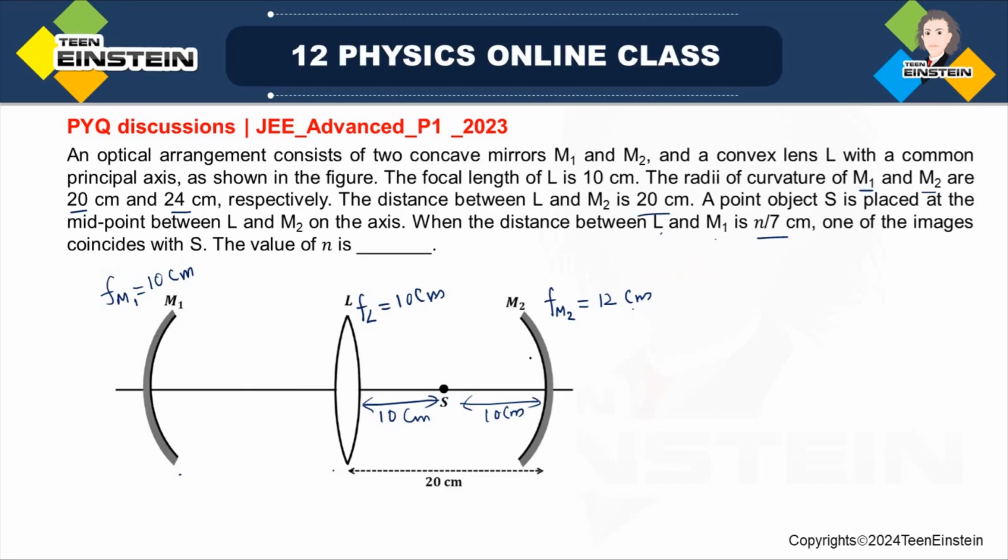See here, all three having the same principal axis and all these three are making a single optical device. For this question, this optical device has to be used such that the final image is formed at the source itself. This is simply the question. So you have to find out what is that particular distance between the convex lens and mirror 1 for which at least one image will be coinciding with this source.